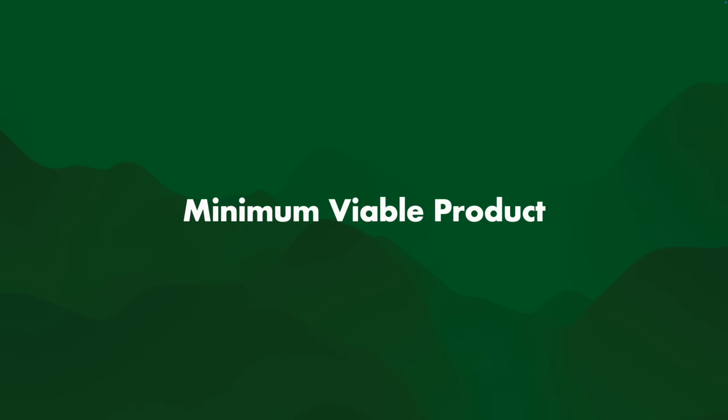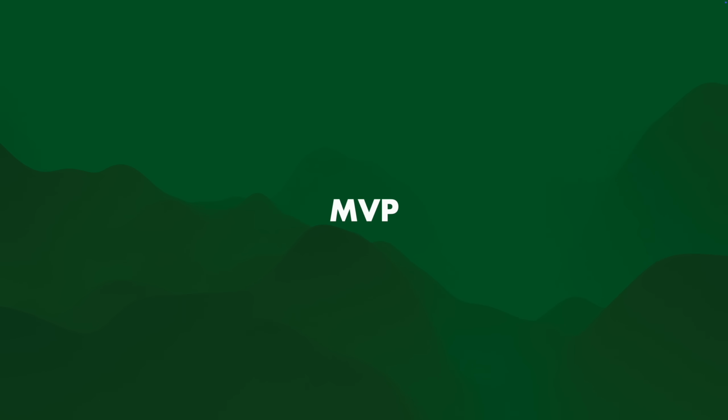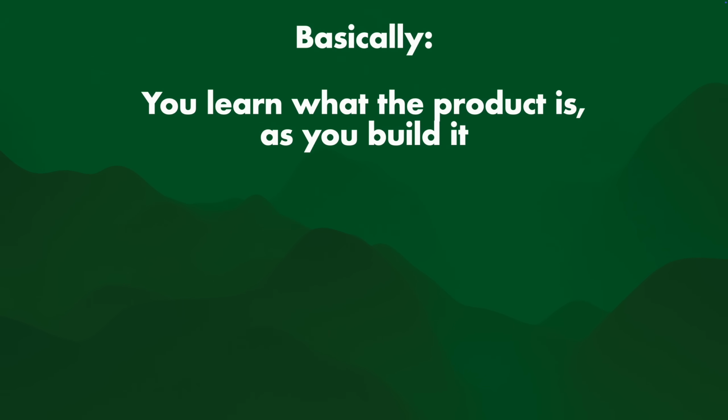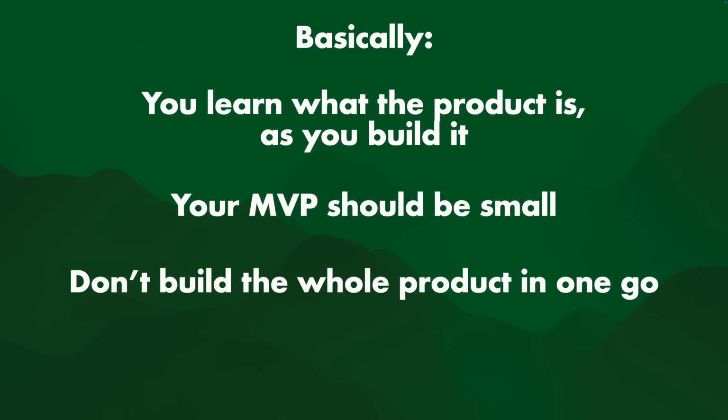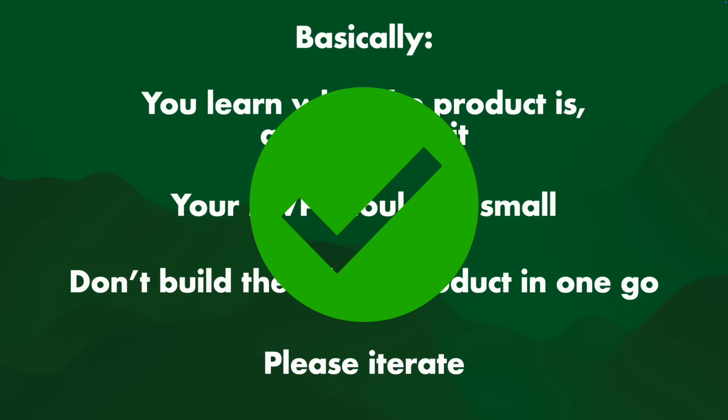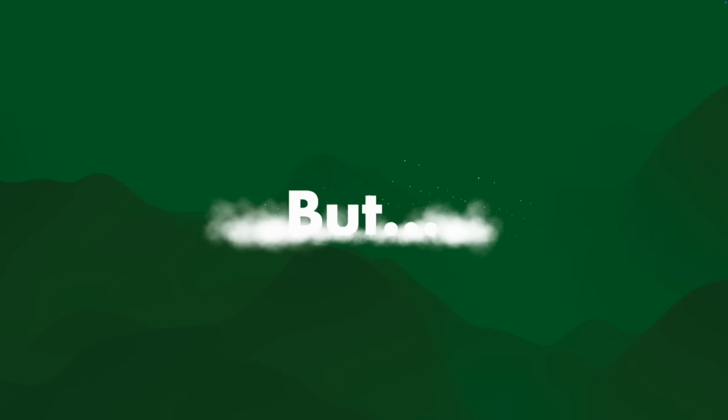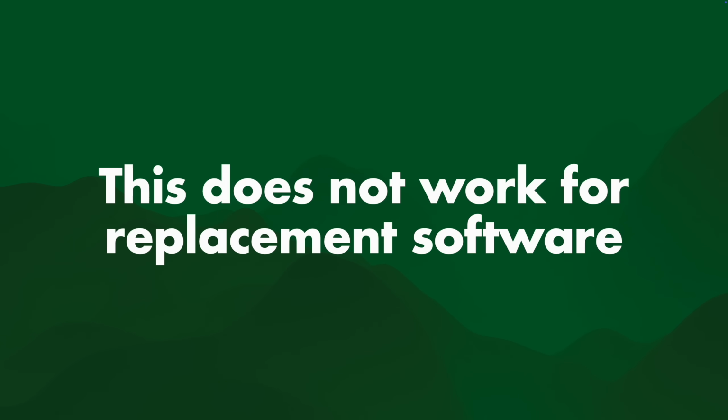This is the idea of the minimum viable product, the MVP, where basically you learn what the product is as you build it. Your MVP should be small. Don't build the whole product in one go. And please iterate. And this is great. This is all lovely. This is nice. But, and this is a really big but, this does not work for replacement software.